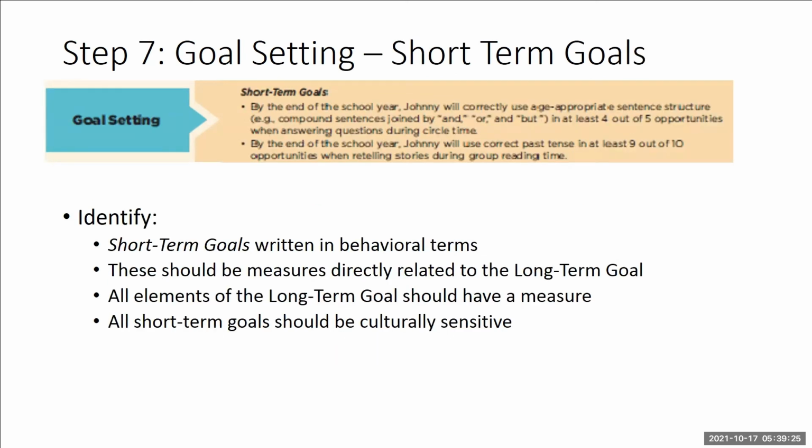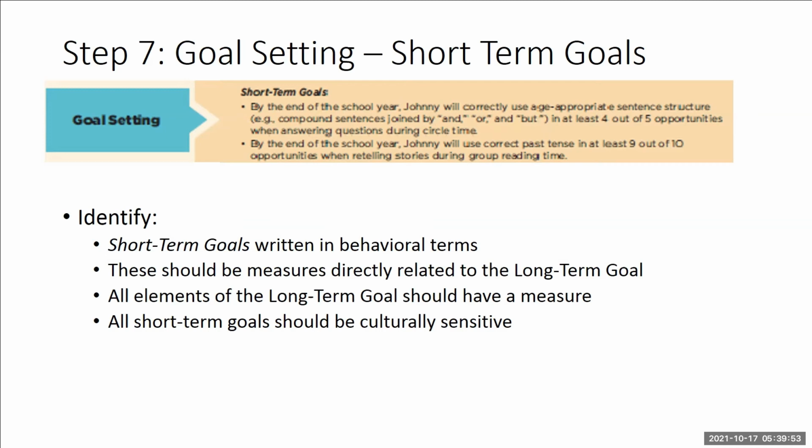Step 7, goal setting, short-term goals. In our example, by the end of the school year, Johnny will correctly use age-appropriate sentence structures, and then they define them as compound sentences joined by and, or, and but in at least 4 out of 5 opportunities when answering questions during circle time. By the end of the school year, Johnny will use correct past tense in at least 9 out of 10 opportunities when retelling stories during group time.